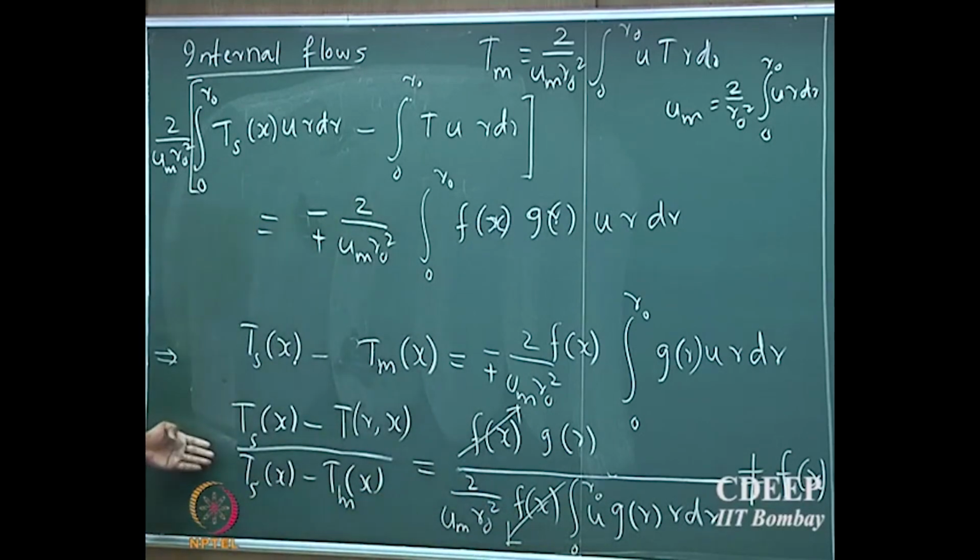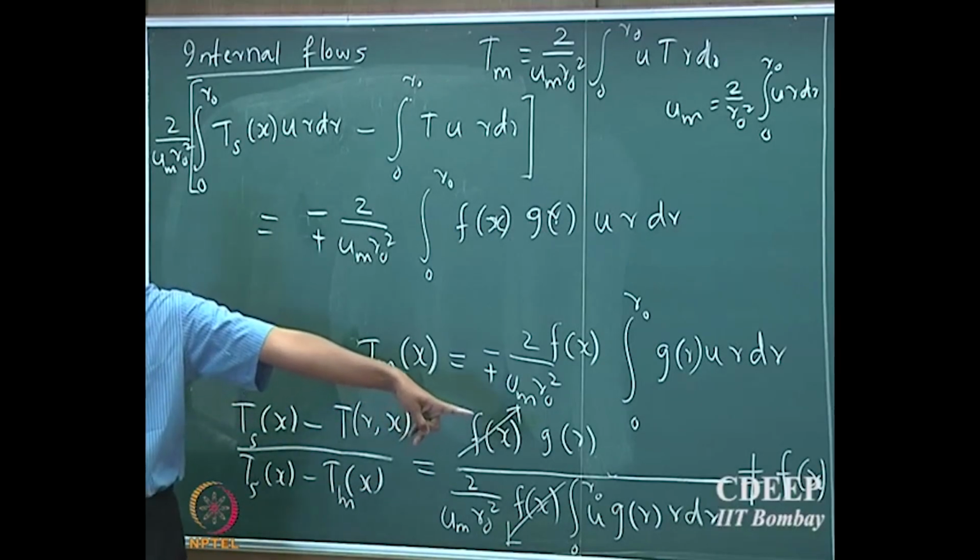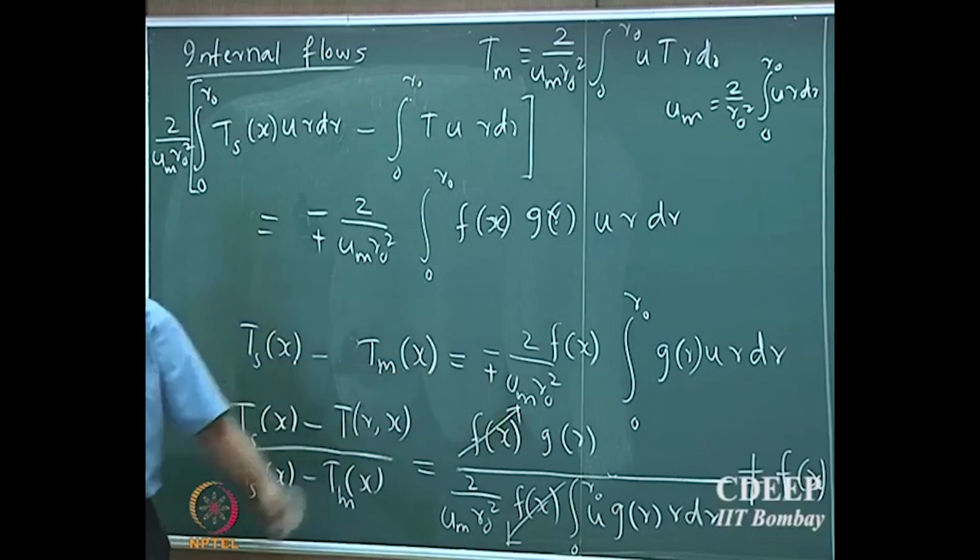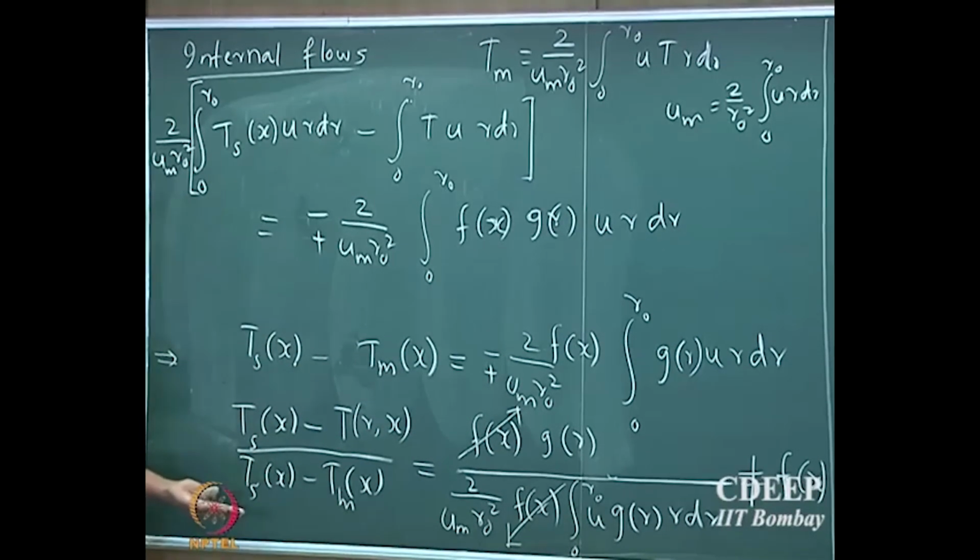So you will see that this ratio Ts of x minus T of r, x, where the local temperature is now a function of both radial and the axial position, and not just that, the surface temperature and even the cup mixing temperature, both of them can be a function of the axial position. But irrespective of that, that's an important result. Irrespective of that, this ratio is not going to be a function of the axial position. So that is what one means by a similar profile.